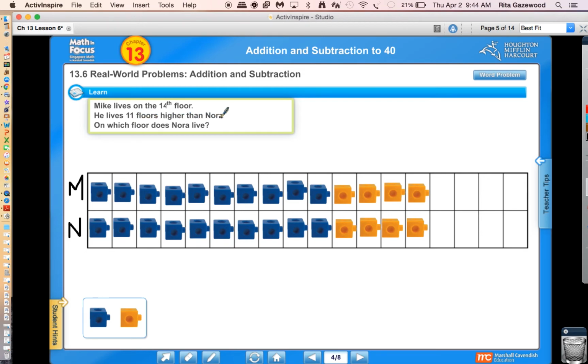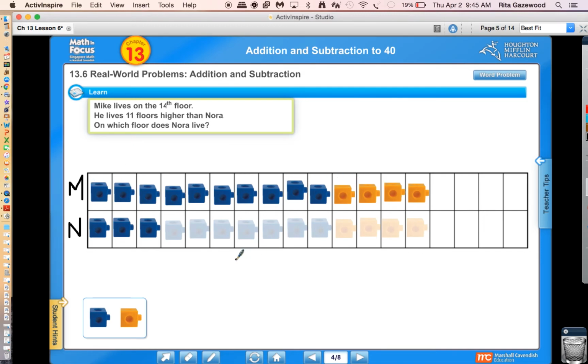He lives 11 floors higher than Nora. So he's up higher than her. So if he's 11 floors higher, then we're going to need to get rid of 11 floors here for Nora, right? So we got 1, 2, 3, 4, 5, 6, 7, 8, 9, 10, 11. Now notice I didn't really take them away. I just made them so you can't see them quite as well because I'm not really taking away, I'm just comparing. So I write that as a subtraction sentence.